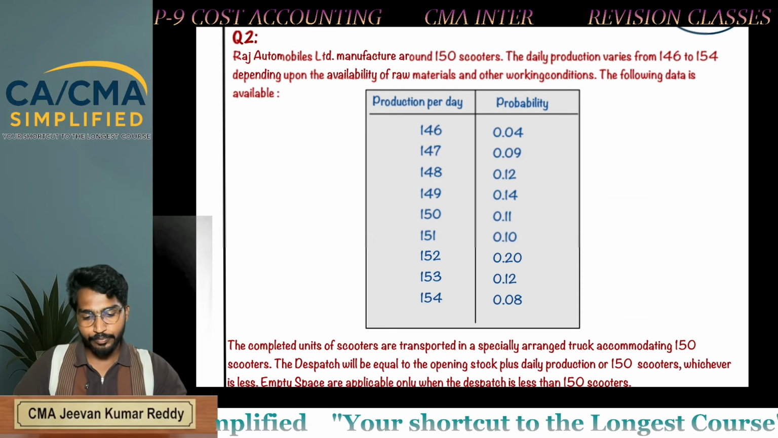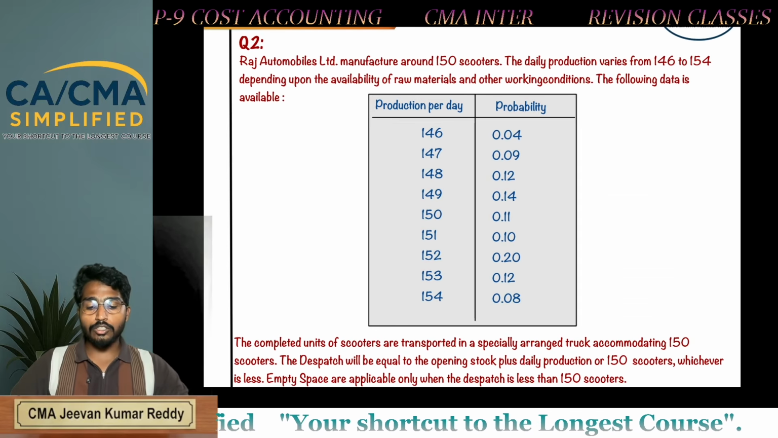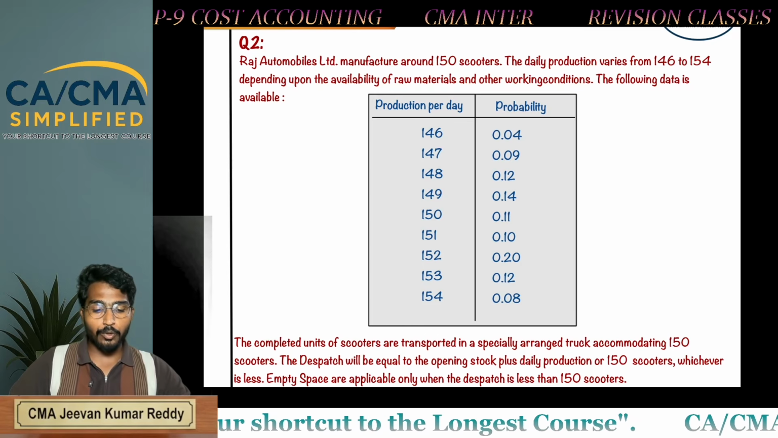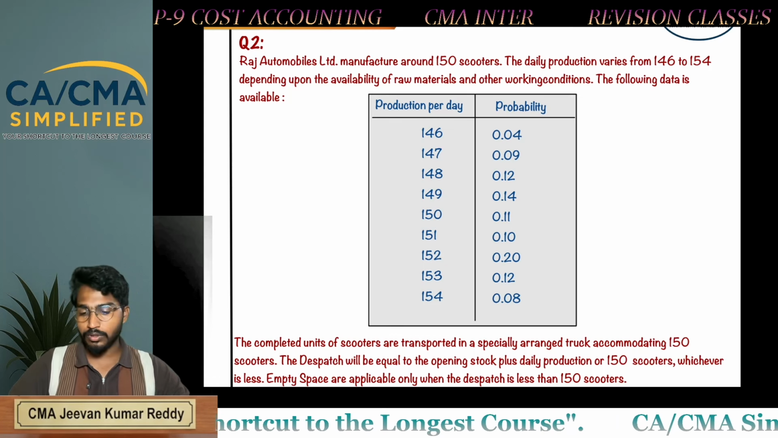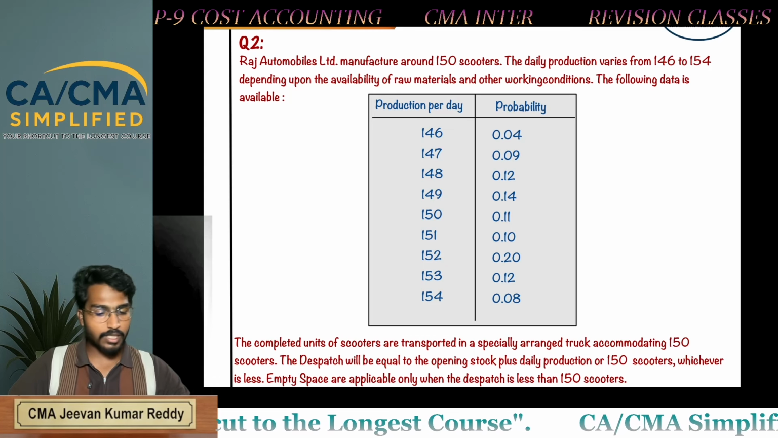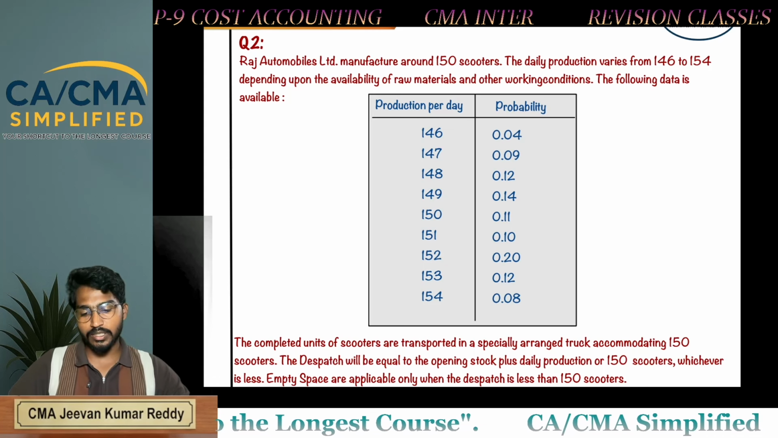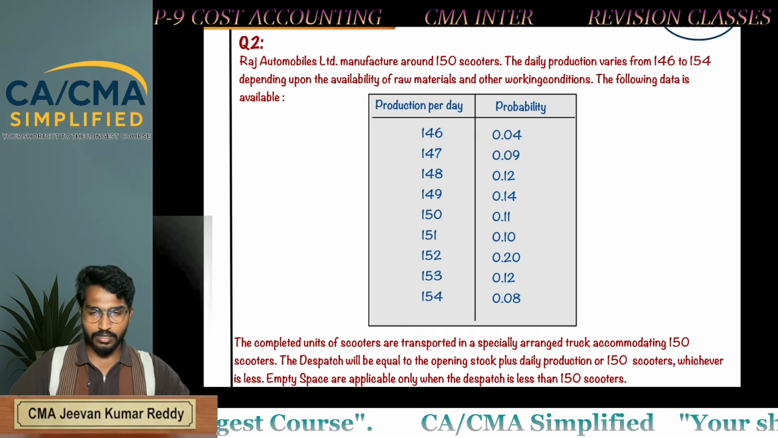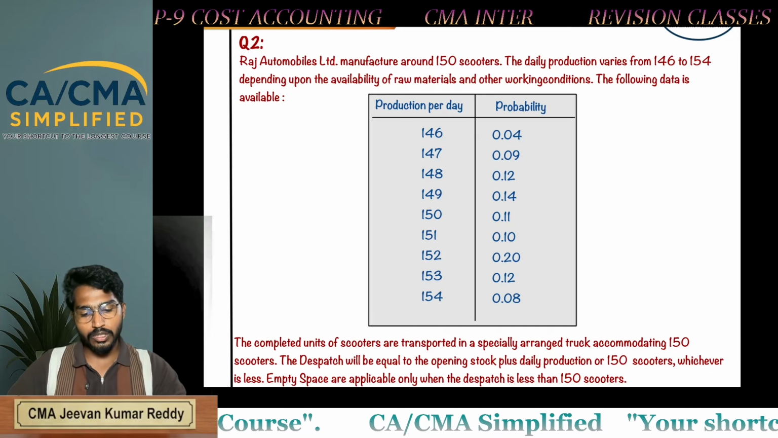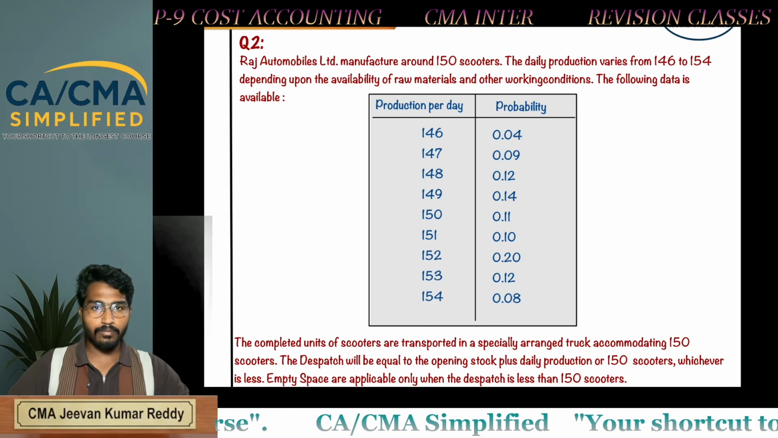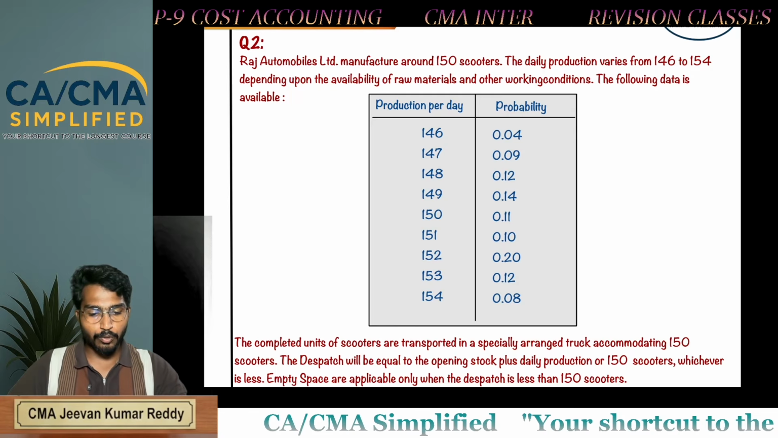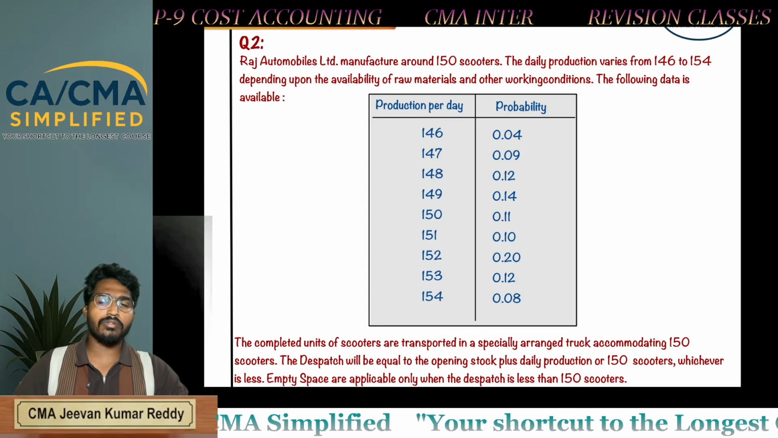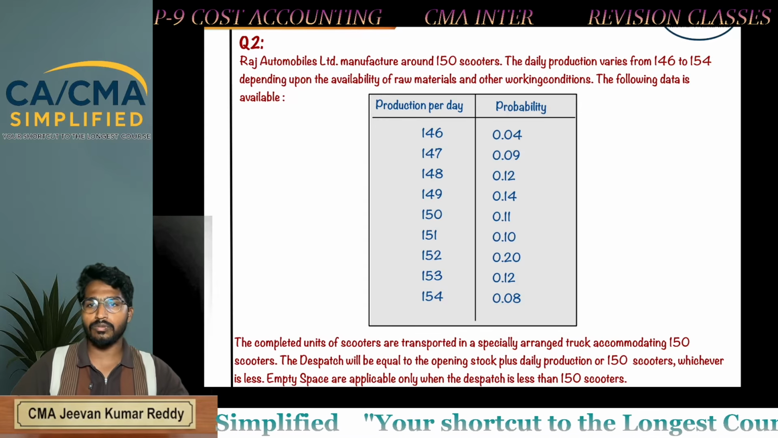So first problem. Raj Automobile Limited manufactures around 150 scooters. The daily production varies from 146 to 154, depending upon the availability of raw materials and other working conditions. The following data is given. So one scooter manufacturing company is producing around 150 scooters every day on an average. The production varies from 146 to 154. That means some days they are producing 146 and some days up to 154.